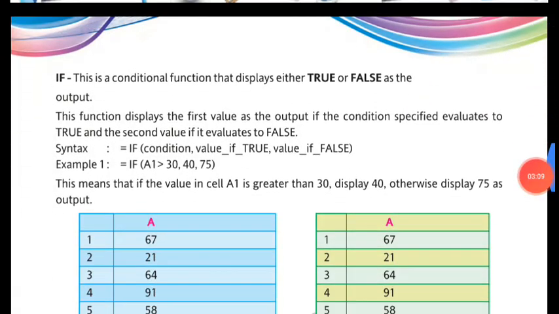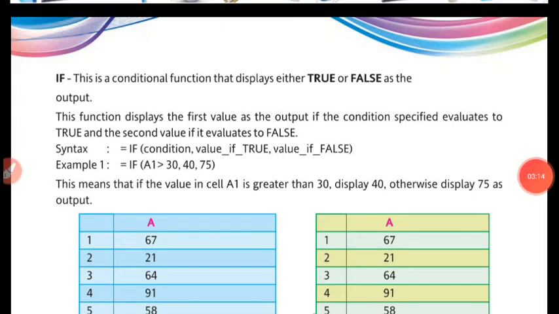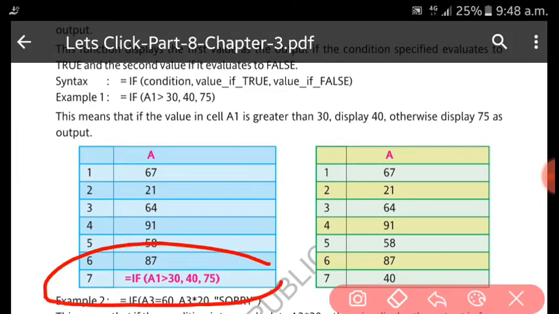So this is the conditional formula. In this conditional formula you can see this is the condition. The result will be dependent on the condition. Now what is the condition? If the value of A1, what is the value of A1? 67 is more than 30, then the result will be 14, otherwise the result will be 75. So let us see, the value of A1 is 67. Is it more than 30? Yes. So the result will be 40. See, 40.